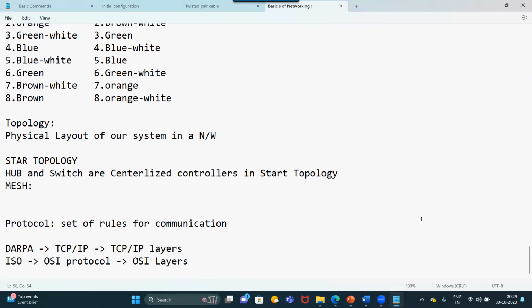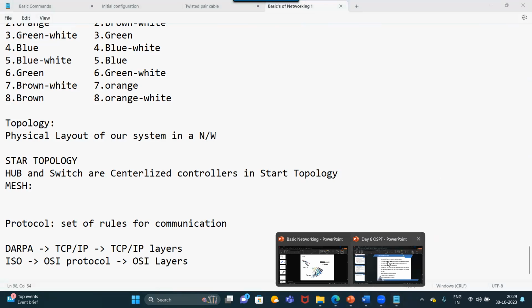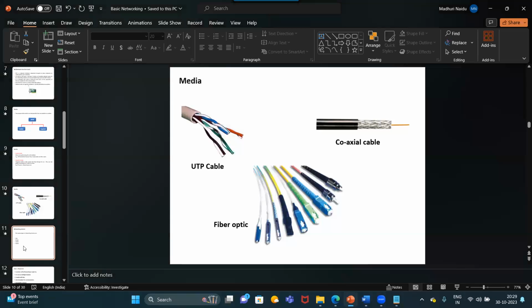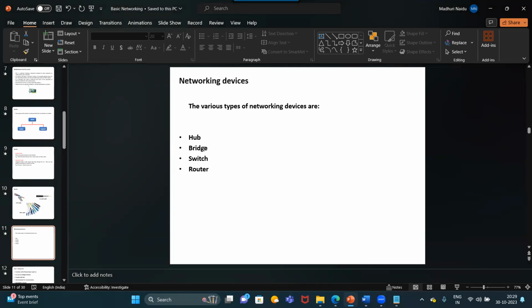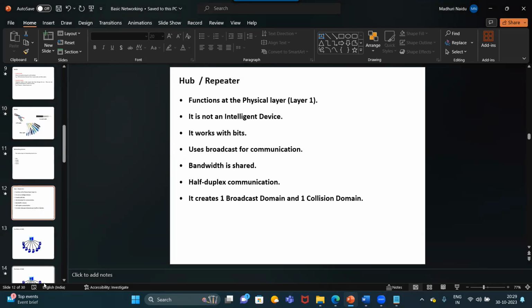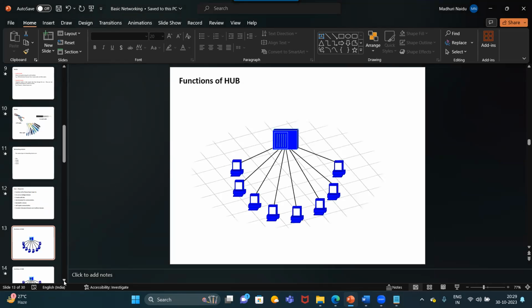Next one is topology. Topology is the physical layout of our system in a network. Before discussing topologies, networking devices, hubs, bridges, switches, routers, all come under networking devices. So in topology, it is the physical layout of our system in a network. Okay. So we have different topologies at present.